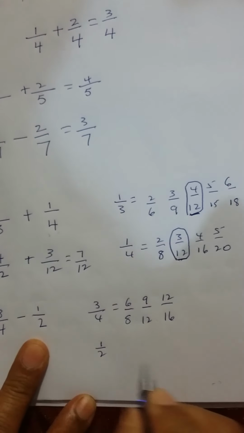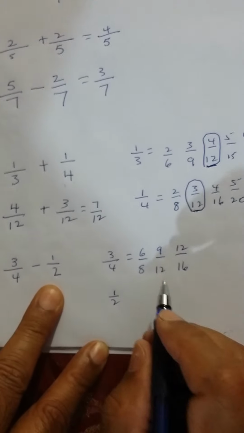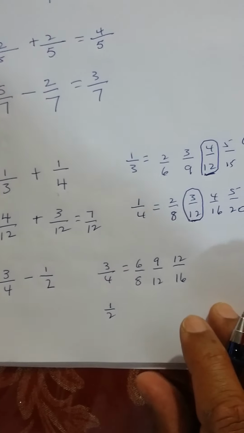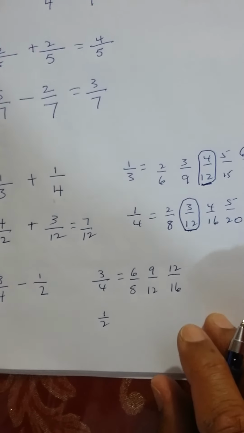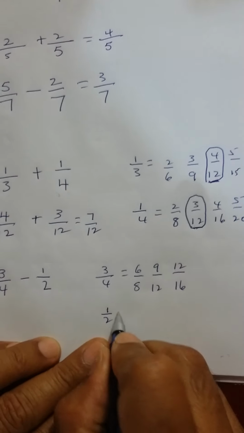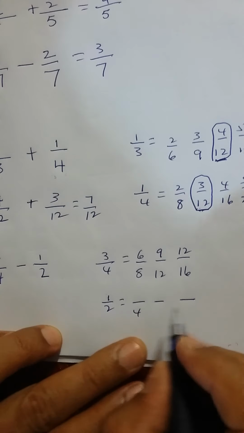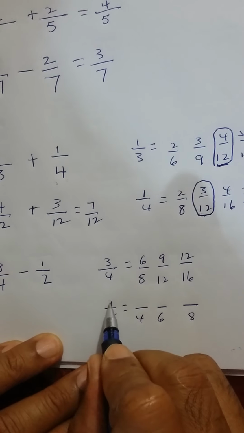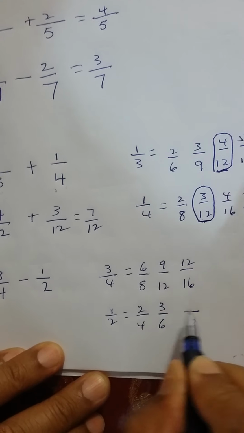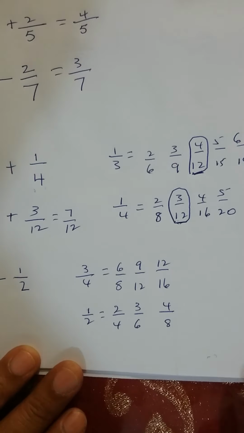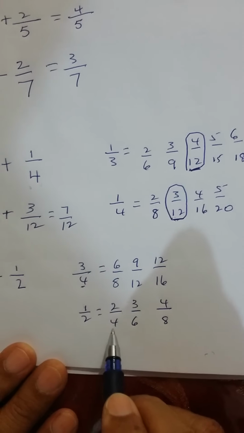Let's find equivalent fractions for a half. Remember, equivalent fractions have the same value, but it's just a different name. Alright, so how could we call a half? A half: 2, 4, 6, 8, and 1, 2, 3, 4. Are you seeing? Yes, you have 4 there and 4 here.